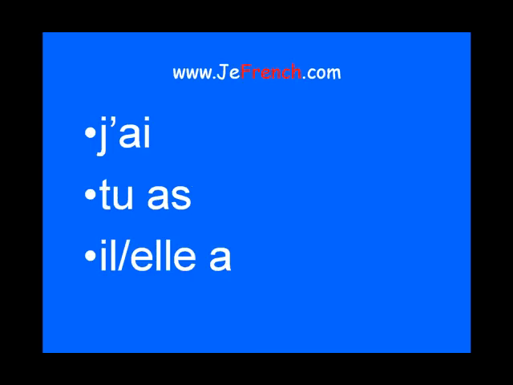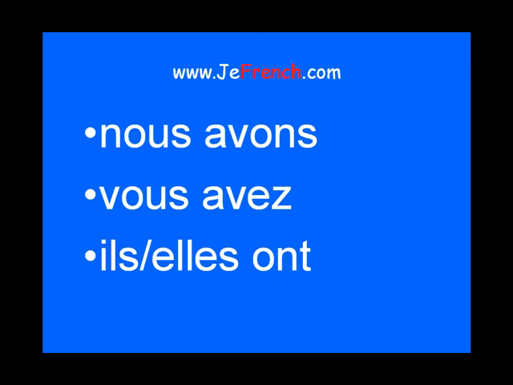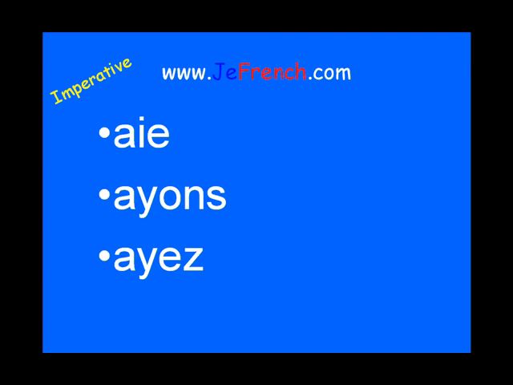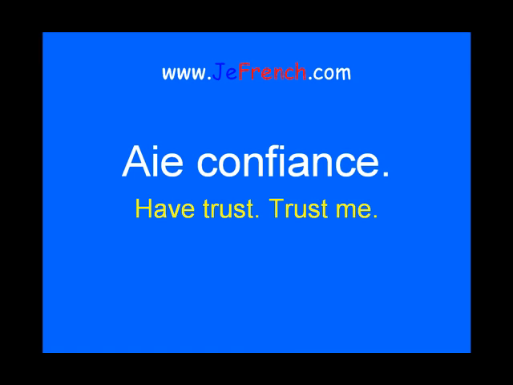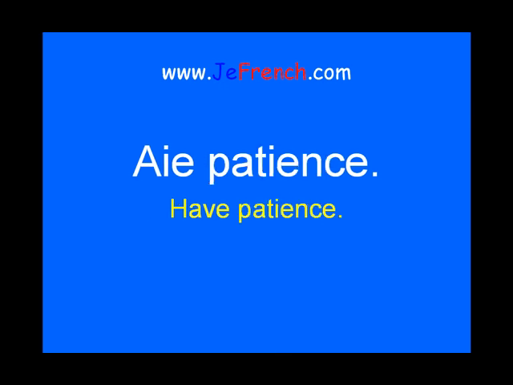Le verbe avoir: j'ai, tu as, il a. Nous avons, vous avez, ils ont. Imperative, it's also an irregular: aie, ayons, ayez. Aie confiance, have trust. Trust me. Aie patience. Have patience.